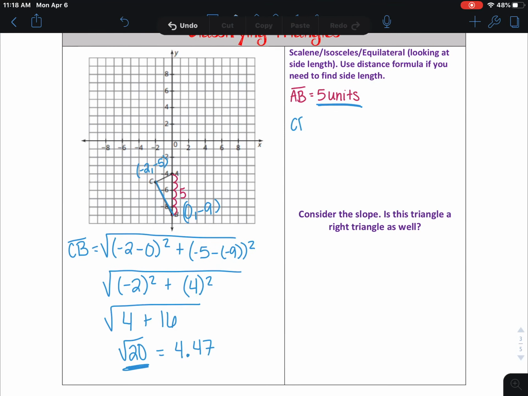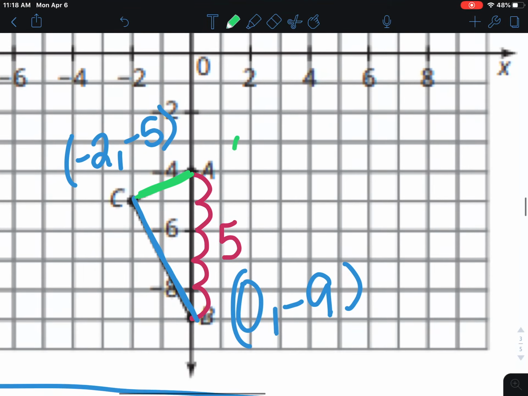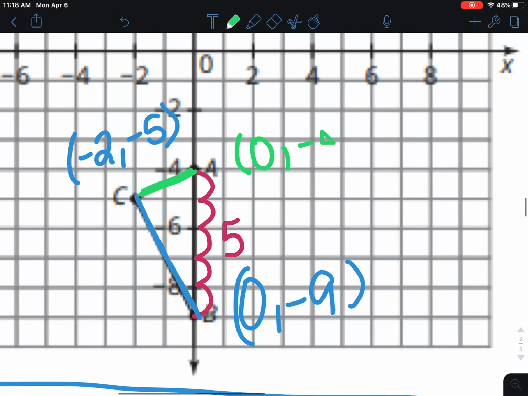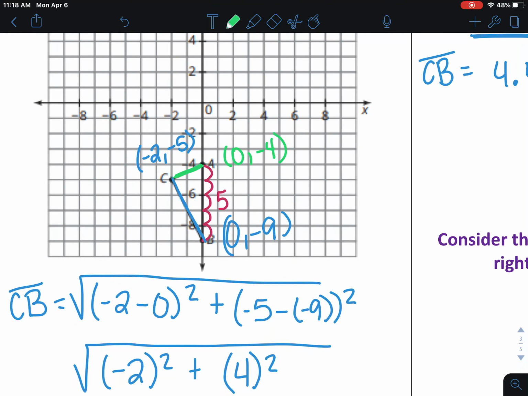Okay, so CB is 4.49 units. So that was that second side. And then the third side, I'll switch colors again. We're looking at AC. So I already have the coordinates for C. I need the coordinates for A, and they are 0, -4. Okay, so once again, I'll use the distance formula to find how long the segment AC is.